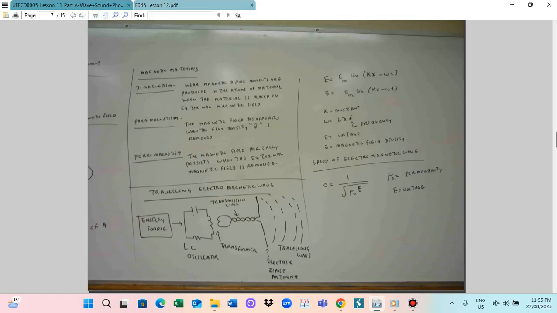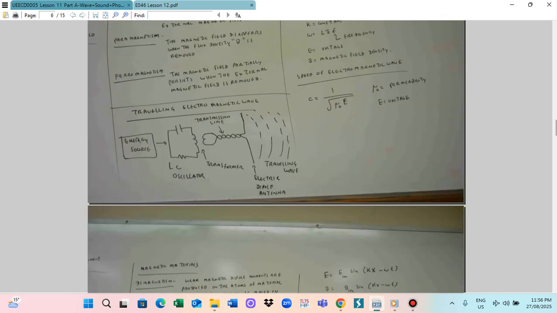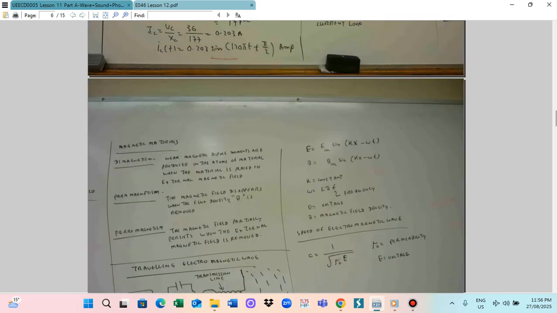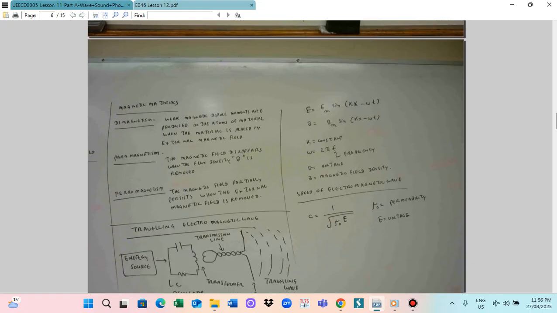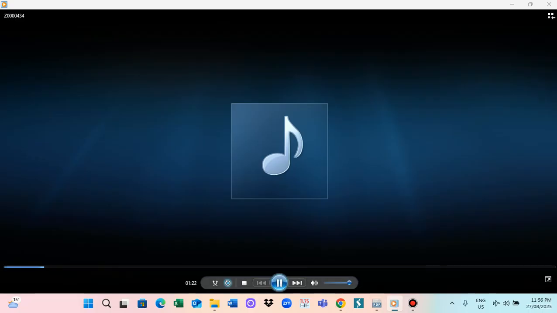So the EMF in the loop is induced. EMF is induced in the loop when the passing flux is changing. So this is what is Faraday's law. When the magnetic flux passes through the loop, an EMF is induced.